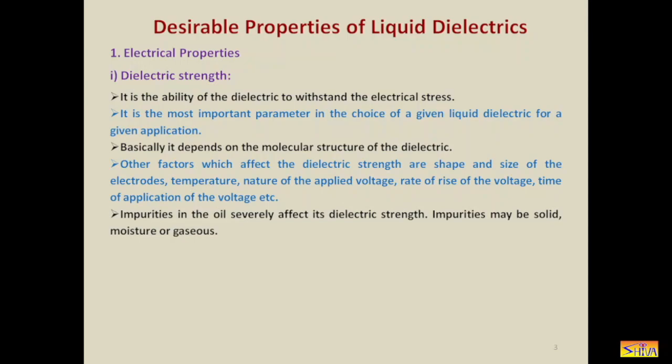Impurities in the oil severely affect its dielectric strength. Impurities may be solid, moisture, or in gaseous form. The presence of even 0.01% water, that is moisture, in transformer oil reduces its electrical strength or dielectric strength by 20%. So the most affecting parameter in case of liquid dielectric is the impurity. And when we consider all different types of impurities, then moisture is the most severe parameter which affects the dielectric strength of the liquid dielectric.